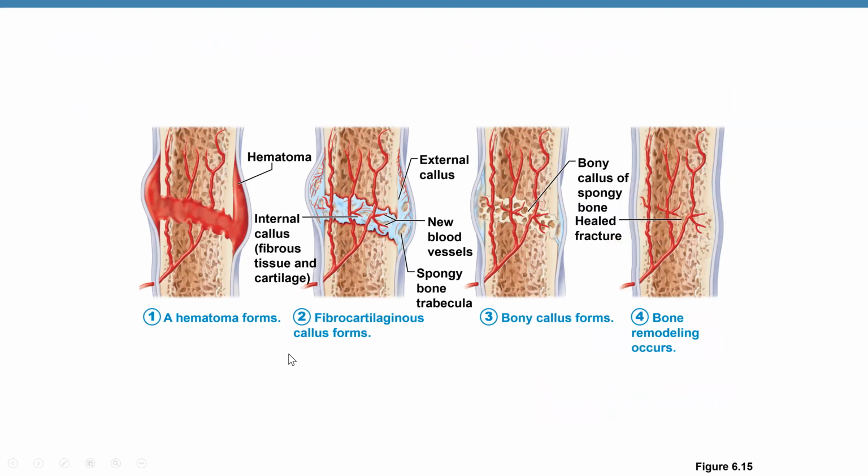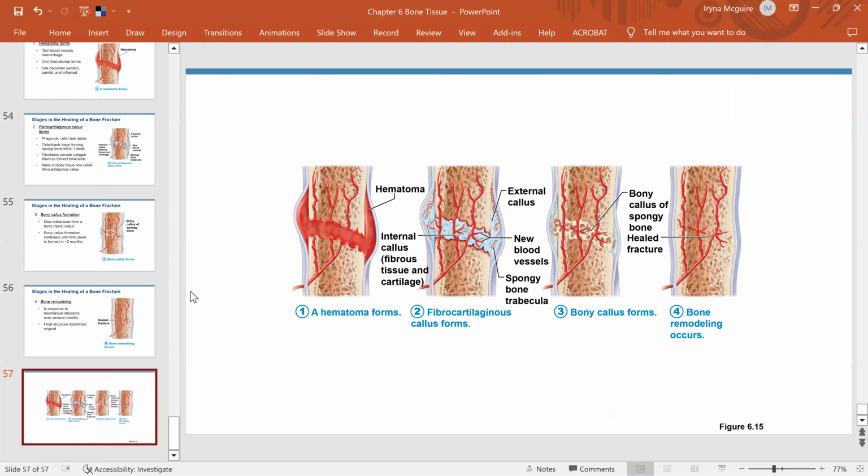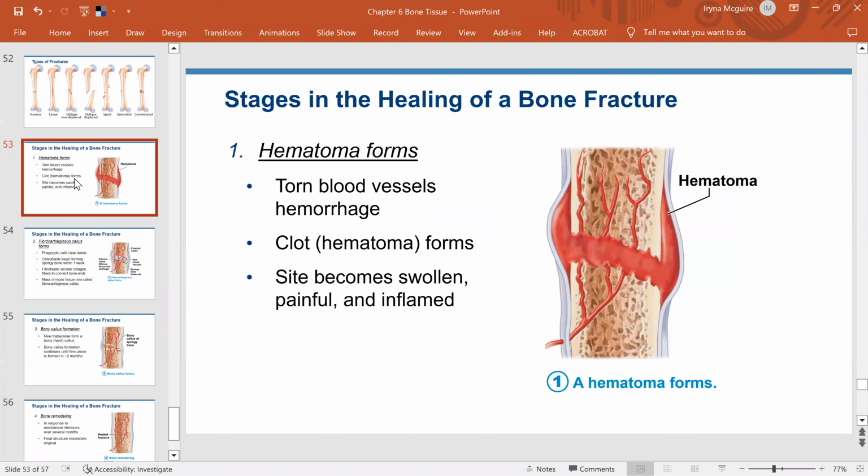So here we have these 4 processes: hematoma is formed, fibrocartilaginous callus is formed, then bony callus is formed, and then we have bone remodeling, right? And those are the stages in the healing of a bone fracture.